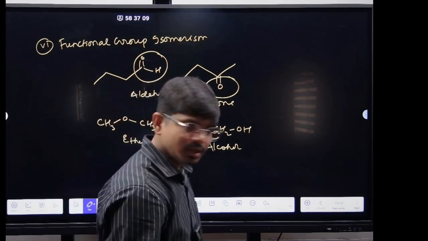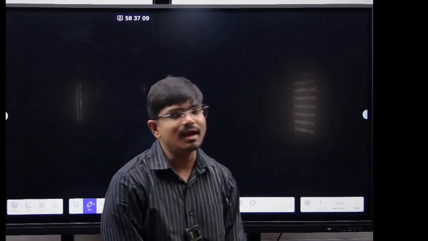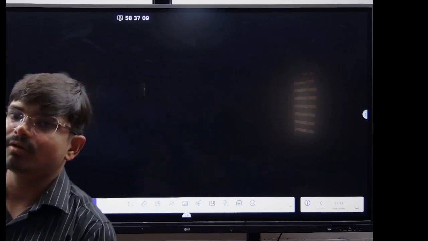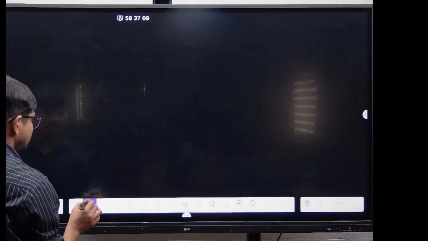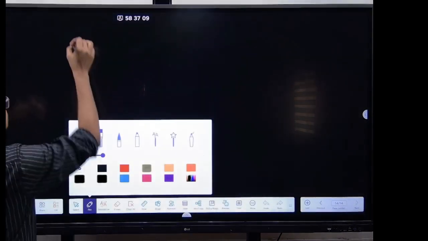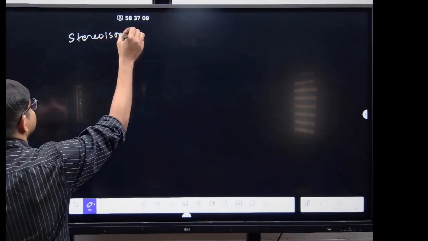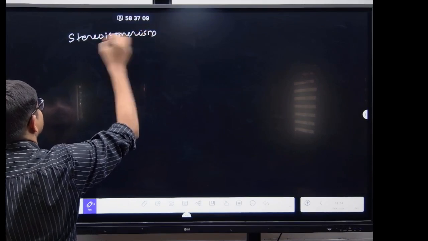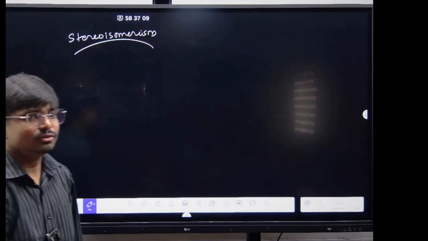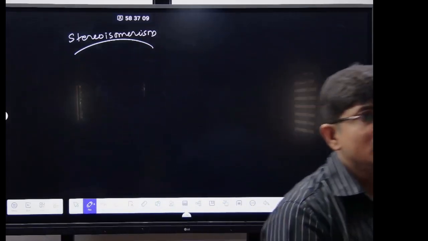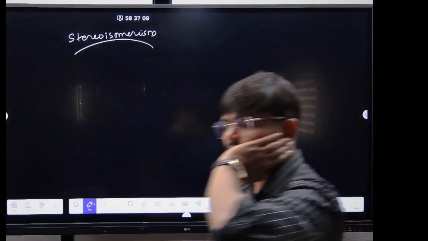Now the next topic is stereoisomerism. Okay. In stereoisomerism, you will have the same connectivity of atoms, right? What do you mean by that? See here, you will have the same connectivity of atoms.